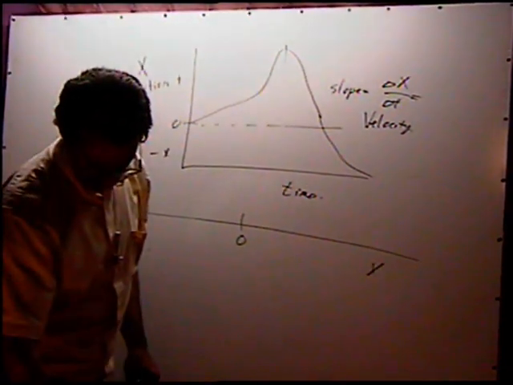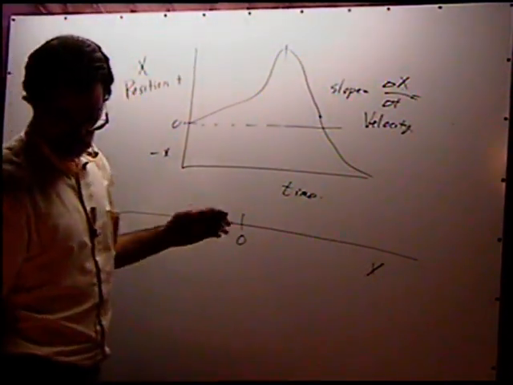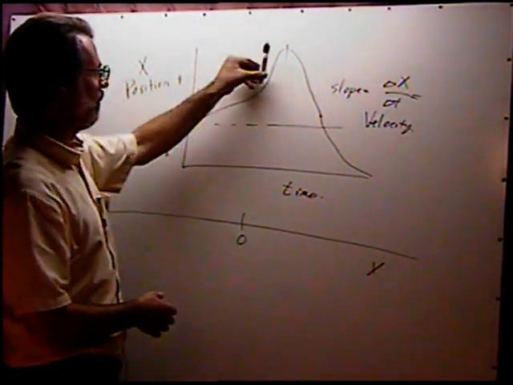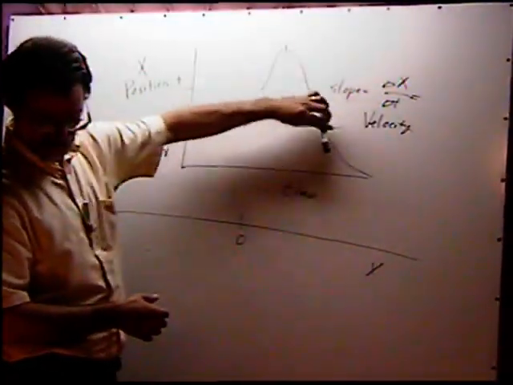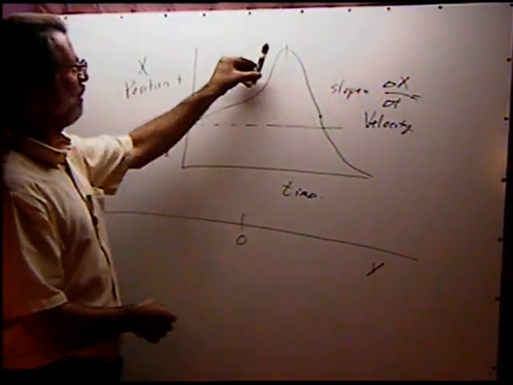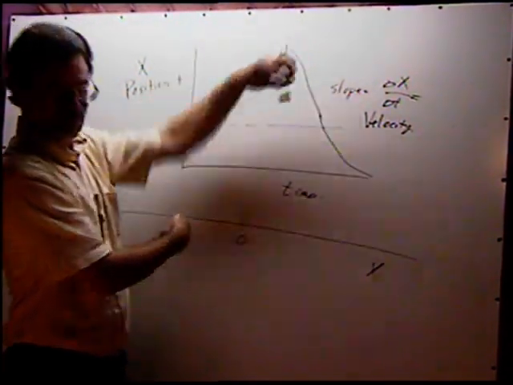Okay. Number 6, over what time interval is the car moving the fastest? The car is moving the fastest whenever you have the steepest slope. Wherever the steepest slope is, that's where the car is moving the fastest. It might be going in the plus direction, or it might be going in the negative direction, in the minus direction.